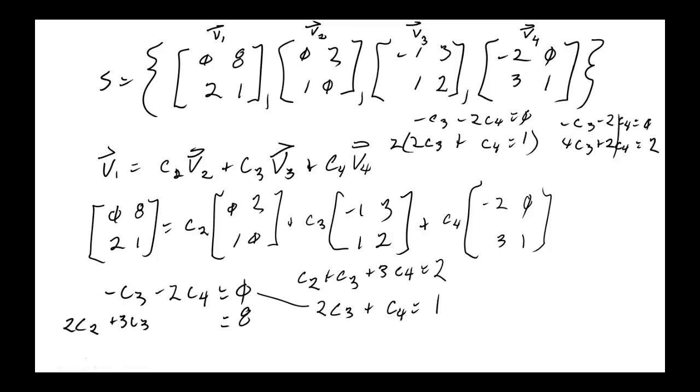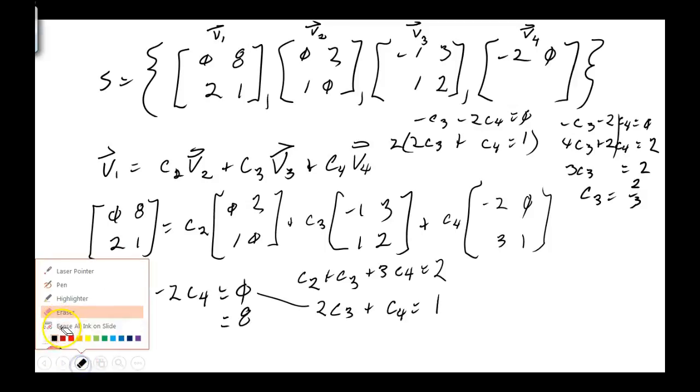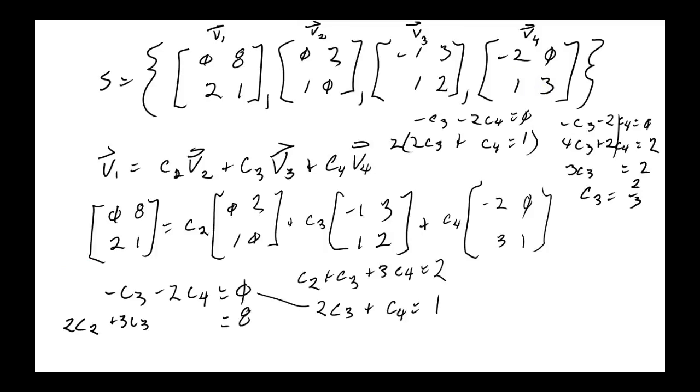Okay. That would be 3C3 is equal to 2, which indicates C3 is equal to 2/3. Now, before I go any further, I want to make sure that's not right. I've done something wrong. Let me see if I can find it quickly. Let me first make sure I've written my vector matrices right. Looks like I have. Oh, there's my mistake. V4 is 1, 3, not the second row is 1, 3, not 3, 1. Sorry about that. So it's -2, 0, 1, 3. The rest of them are right.